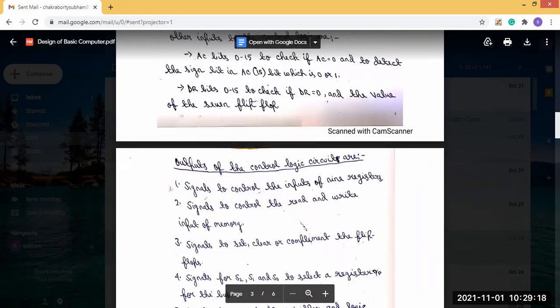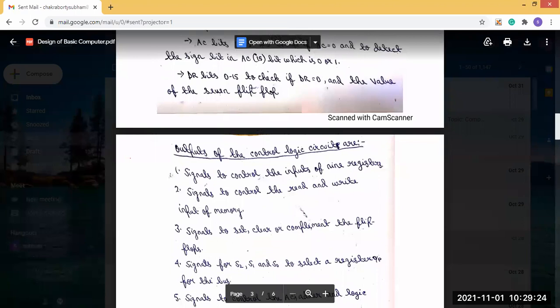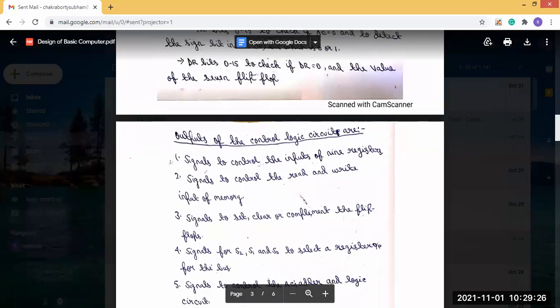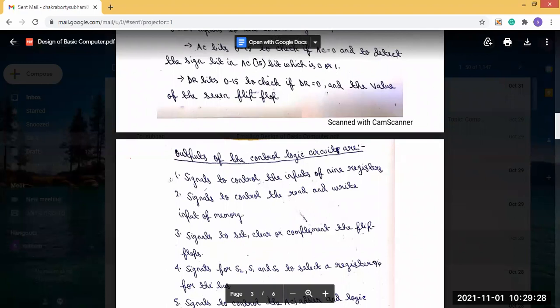Accumulator bits 0 to 15 are used to check if the accumulator is 0, and to detect the sign bit in the accumulator, which is 0 or 1. And data register bits 0 to 15 are used to check if the data register is equal to 0, along with the values of the 7 flip-flops. So in total, we have seen 7 components that are necessary for designing a basic computer. What are those? One, memory words.